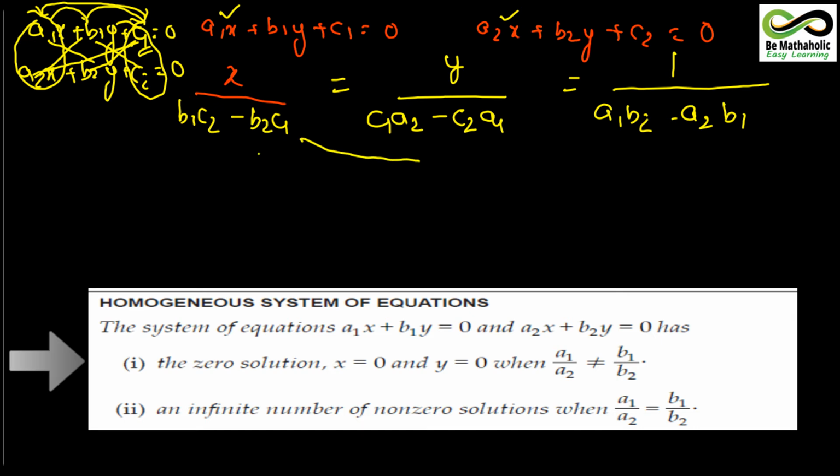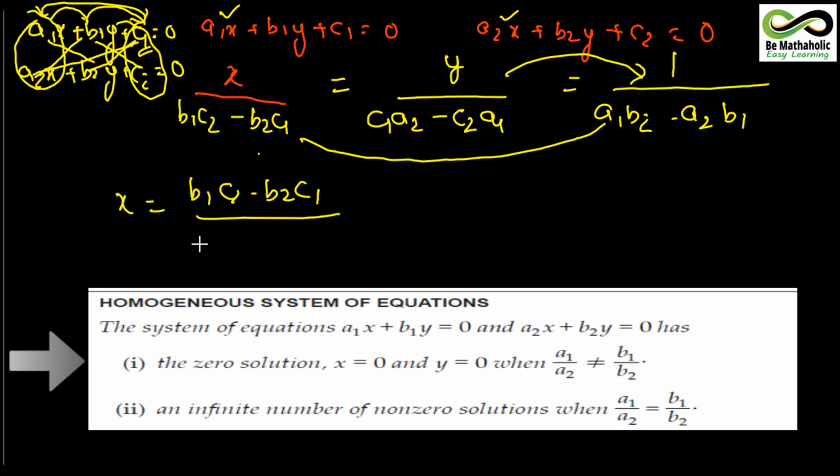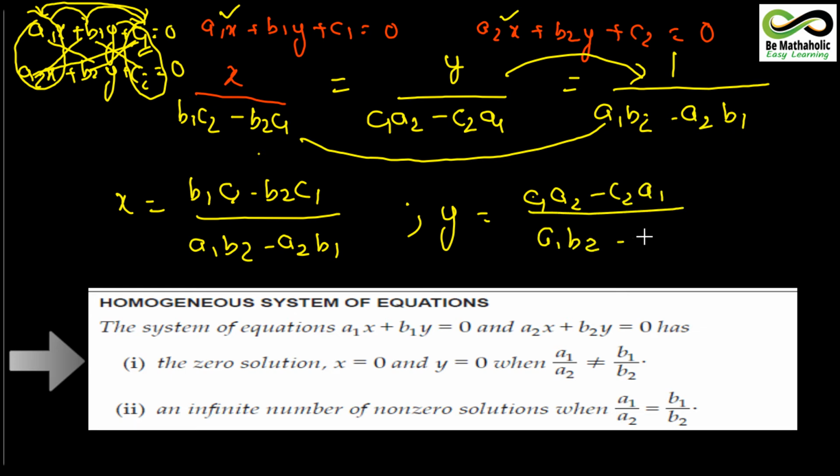If you take this, then since all three are equal to each other, you will be equating with this. To get the respective value of x, you will have b1 c2 minus b2 c1 after cross multiplying, over a1 b2 minus a2 b1. Similarly, the value of y can be derived by comparing with the last constant and cross multiplying the terms, and then you will have the respective values of x and y as the solution. All right. Now I think this must have cleared your concept of how to find the values.